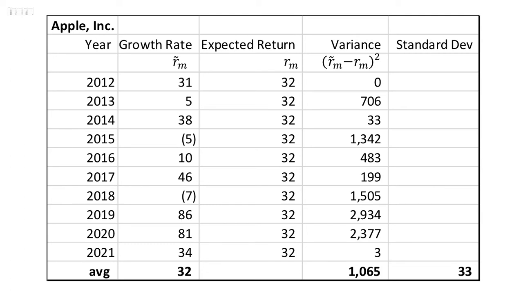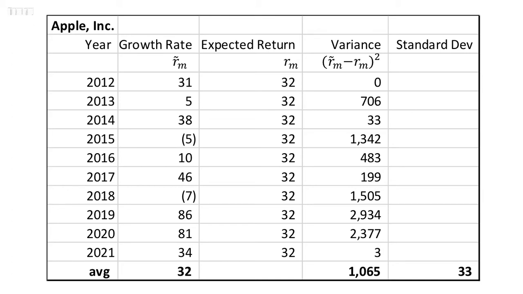Now, we know that if we take an arithmetic average of these 10 years of growth rates, we will get an average of 32%. If you're doing this calculation in Excel, you just use the average command. So if someone asked me, what do I expect my return to be going forward? I would say 32%, because that's my average annual growth rate. All right, so I'm going to compare the actual growth rate in each year to the expected return, find the difference, square it, and that'll be my variance for each year.